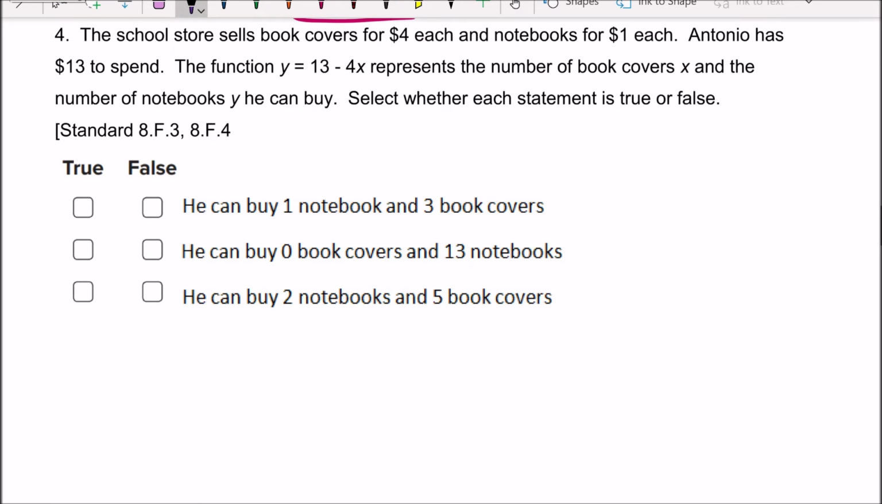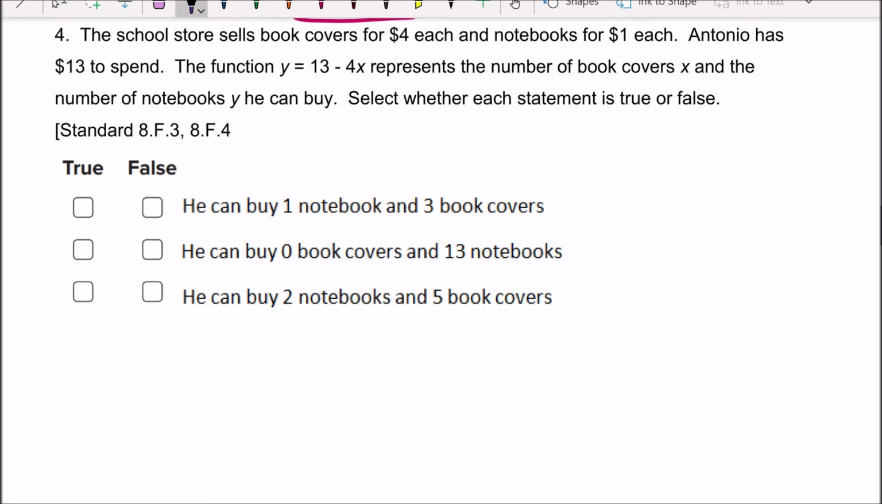The answer is yes. This is problem 4. The school store sells book covers for $4 each and notebooks for $1 each. Antonio has $13 to spend. The function y equal to 13 minus 4x represents the number of book covers x and the number of notebooks y he can buy. Select whether each statement is true or false.